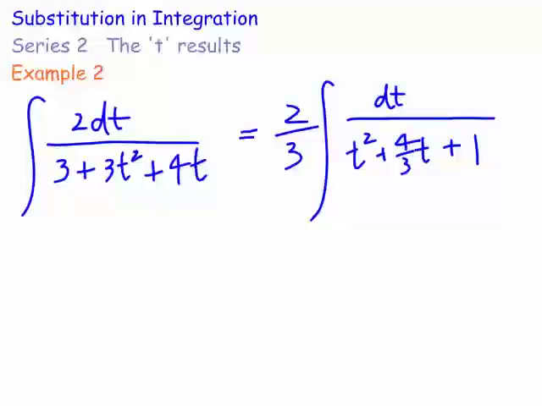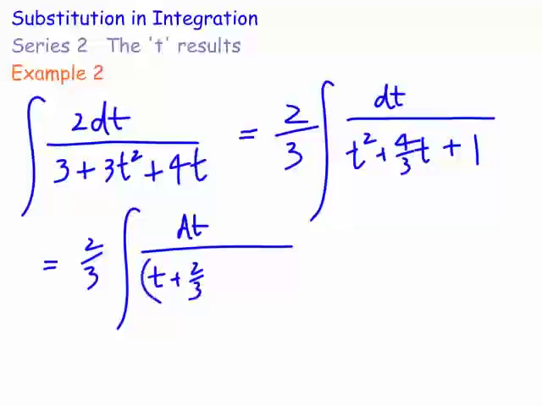So the first thing we'd do is say that's 2 on 3 integral dt over. Remember when you complete the square, you halve the coefficient, so it's going to be plus 2 on 3 squared. Now I need to subtract that off, so I'm going to have a plus 1, but I'm also going to have a minus 2 on 3 squared. That simplifies to 4 ninths, 1 minus 4 ninths, which should be just 5 ninths.